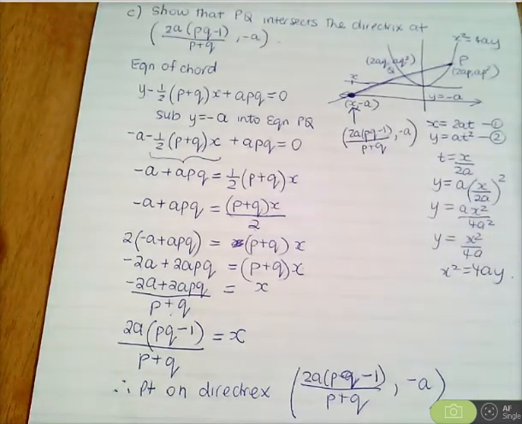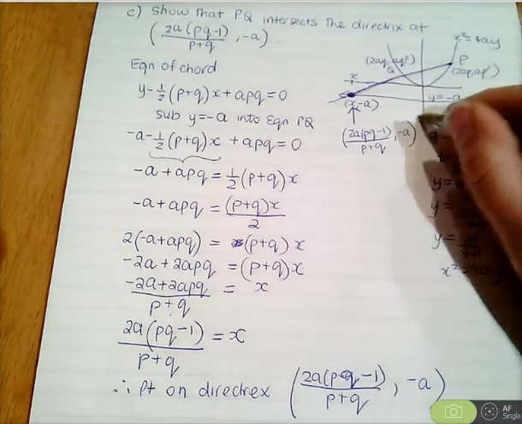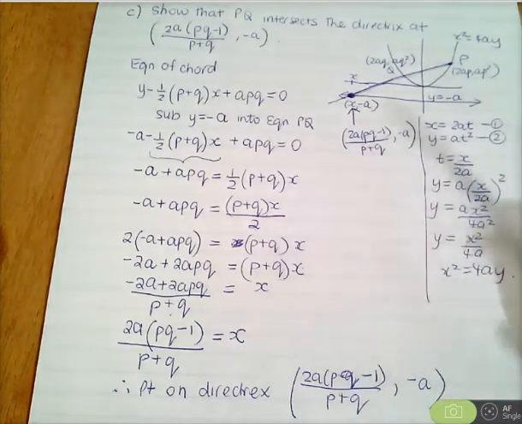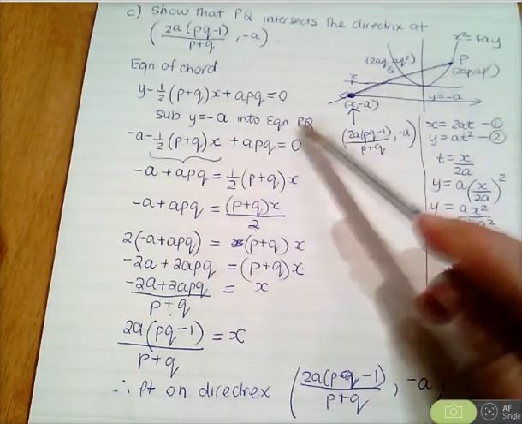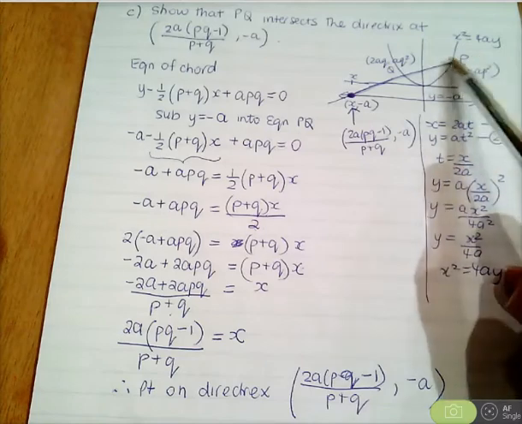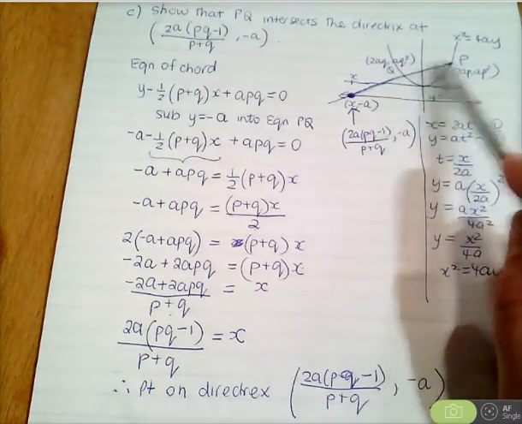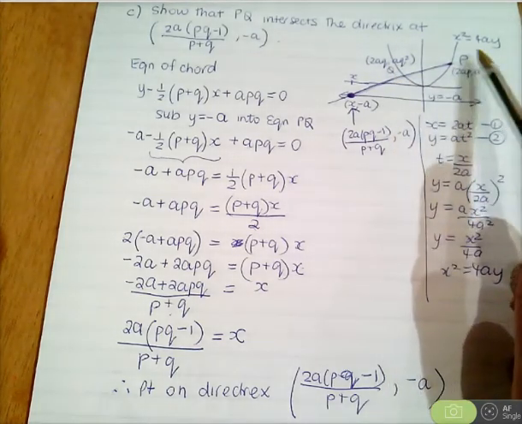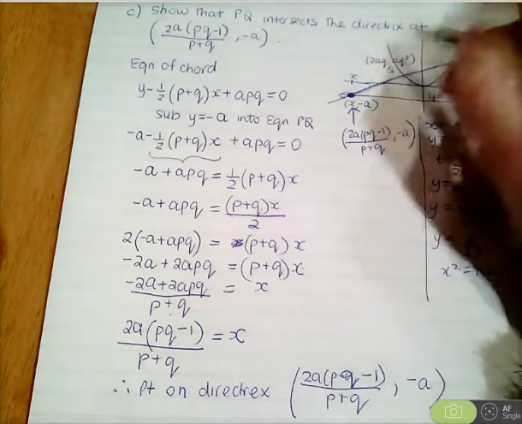Okay, now with these questions, I know that the algebra gets a little bit tricky, but the main thing is that you know what step you're supposed to take. So if you want the gradient of the chord, for example, you just use the gradient formula, y2 minus y1 over x2 minus x1.